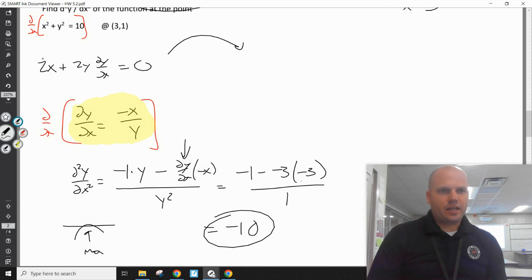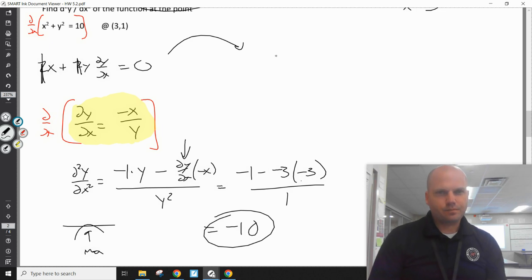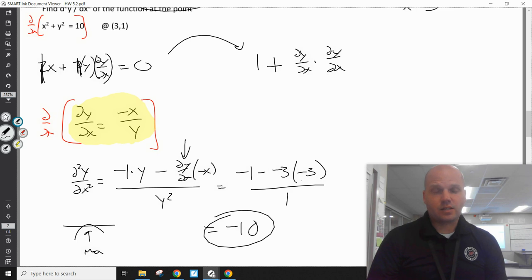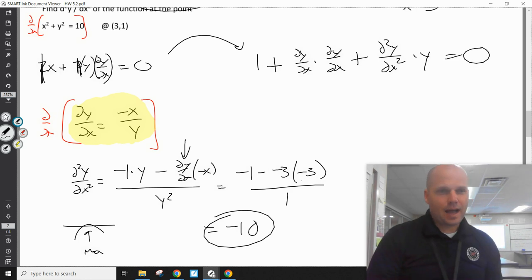Now, let me see. Let's take the derivative of this and see if we can get the same answer, negative 10. The derivative of x is 1. Now, the derivative of y dy dx, I'm going to use the product rule. So I got the derivative of y times dy dx plus the derivative of dy dx, that's d squared y over dx squared, times y. And that still equals 0. I don't know if this is going to work.